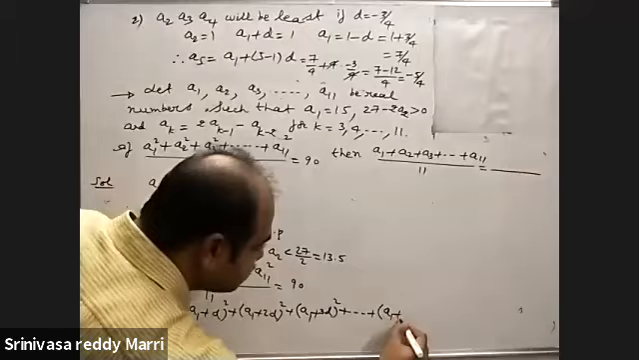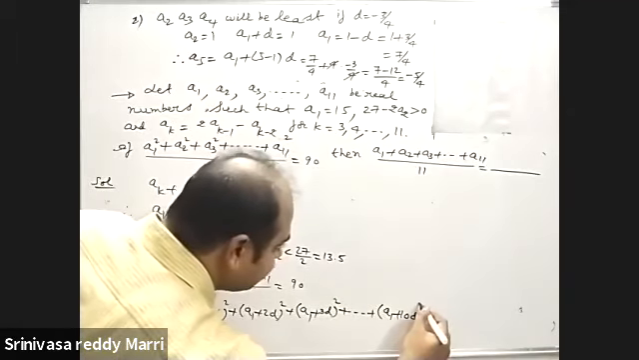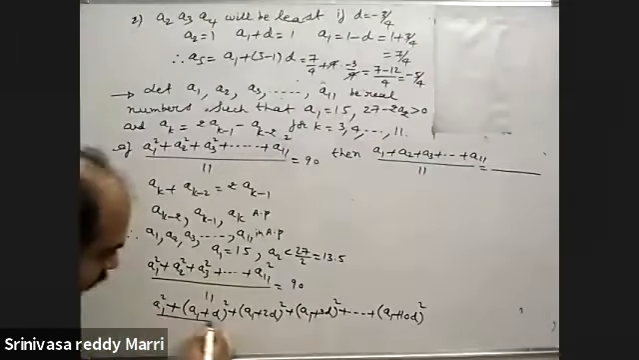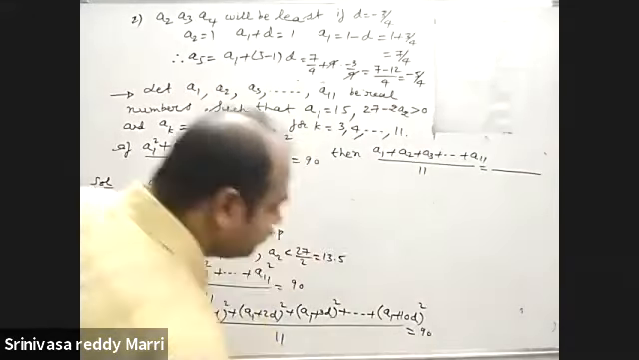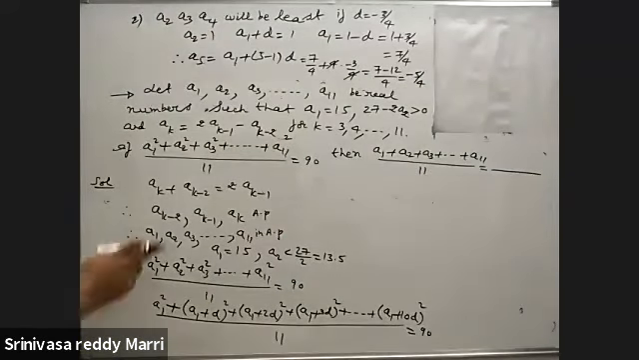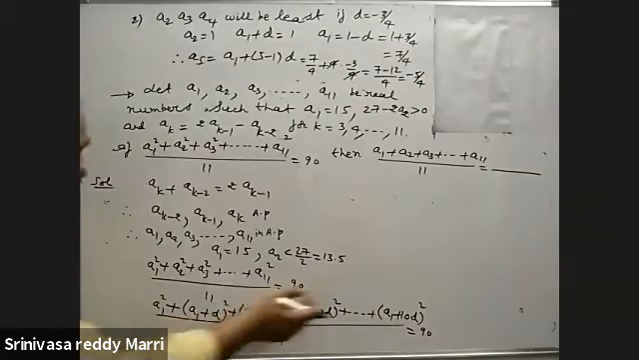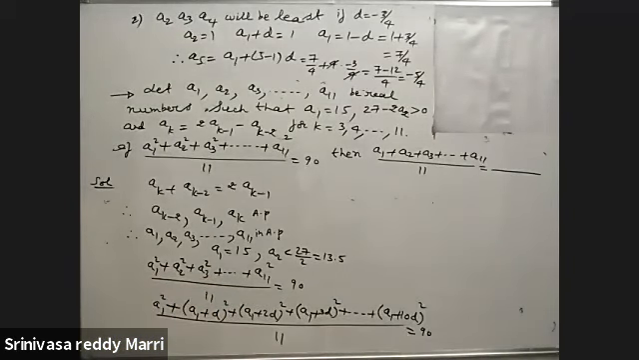a11 square means (a1 plus 10d) whole square, whole divided by 11 equal to 90. This is the given, right? I have written a1, a2 is a1 plus d, a3 is a1 plus 2d, and so on. a11 is a1 plus 10d, because this is the second term, third term, fourth term, and so on, 11th term. Now look at, from here onwards, (A plus B) whole square is there. So every (A plus B) whole square is A square plus 2AB plus B square.